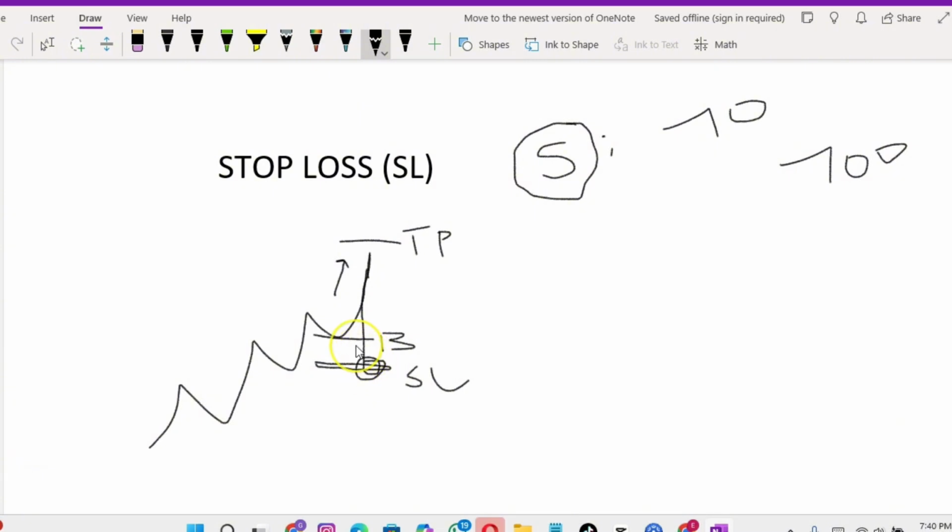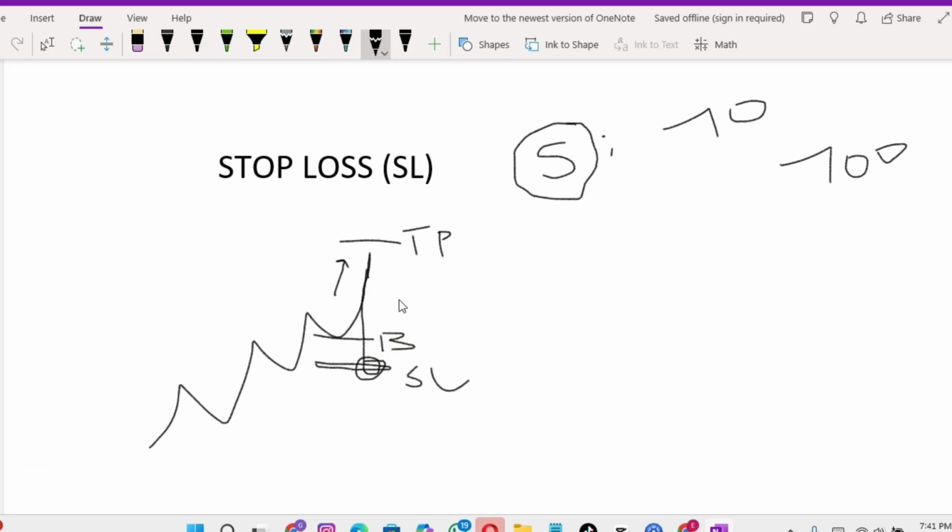So if you are buying a particular currency pair and the market goes against you, and instead of buying, the market ends up selling and hits that particular price or level, you are going to lose just that amount of money that you have calculated and decided to lose or to risk, right? So stop loss is very important.